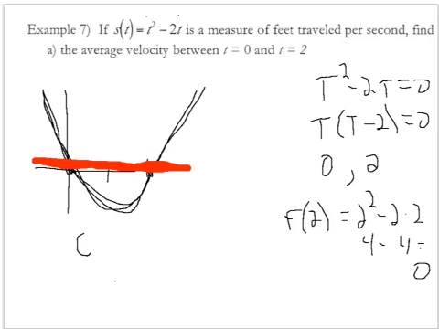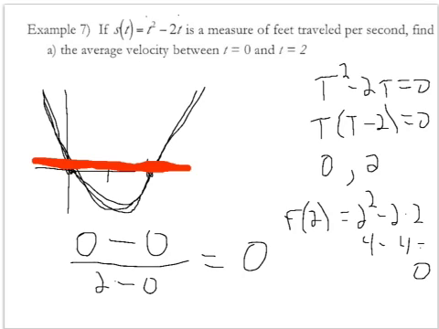So if you think about the average slope, f of b is 0 minus f of a is 0, over a change of 2 minus 0, which is 2. We're going to get an average rate of 0 feet per second. That's because, if you get into physics, it's moving backwards. So it's starting at a place, moving backwards, turning around, and coming back. So that's why it's an average slope of 0.